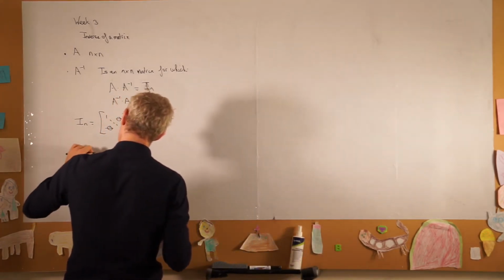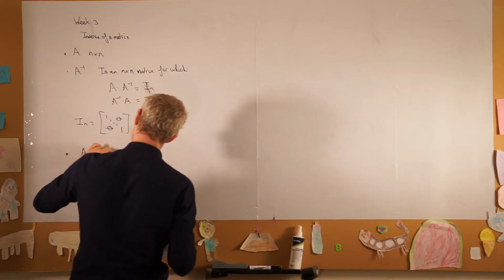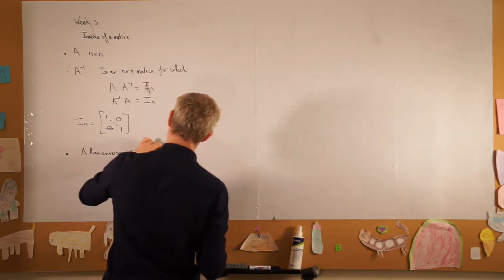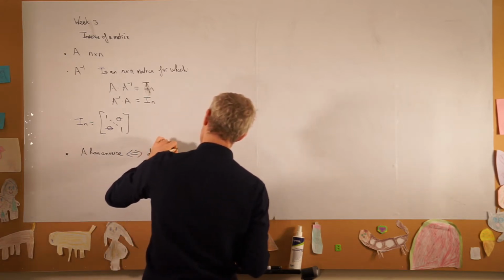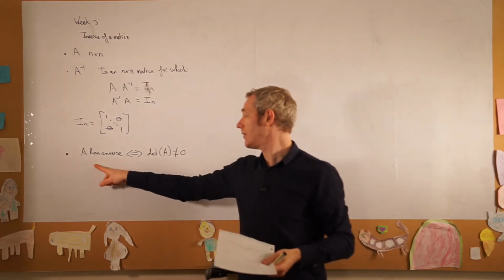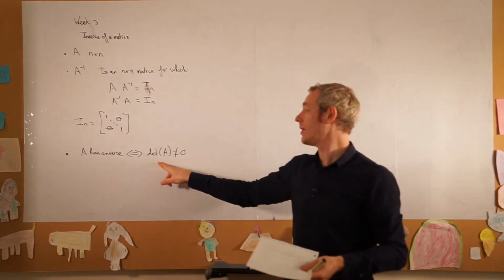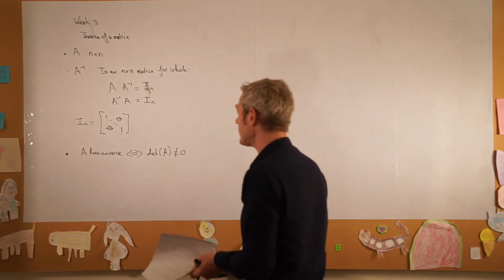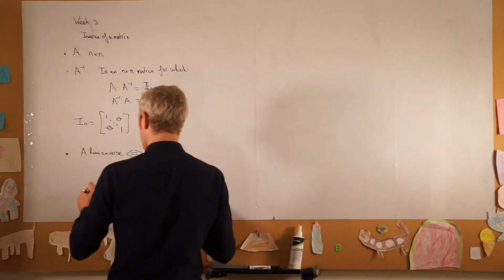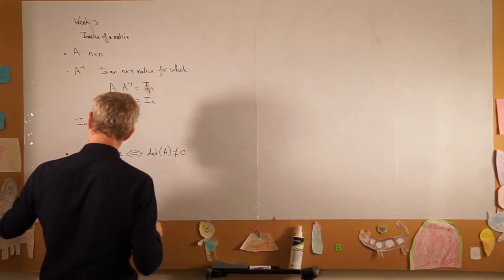A has an inverse is equivalent to the determinant of A being non-zero. So if the determinant of A is 0, A will not have an inverse, and if it is not equal to 0, it will have an inverse. Now, again, for the 2 by 2 case, just like the determinants, we can write out the inverse fairly easily.